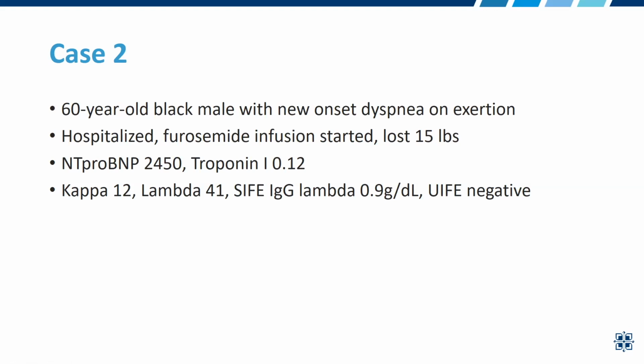He was hospitalized and an infusion of furosemide was started, and he lost about 15 or 20 pounds on this. His NT-proBNP was elevated as well as his troponin. We did testing for a plasma cell disorder, and his serum free kappa level was 12, his lambda was 41, and his serum immunofixation was positive for IgG lambda. His urine immunofixation was negative.